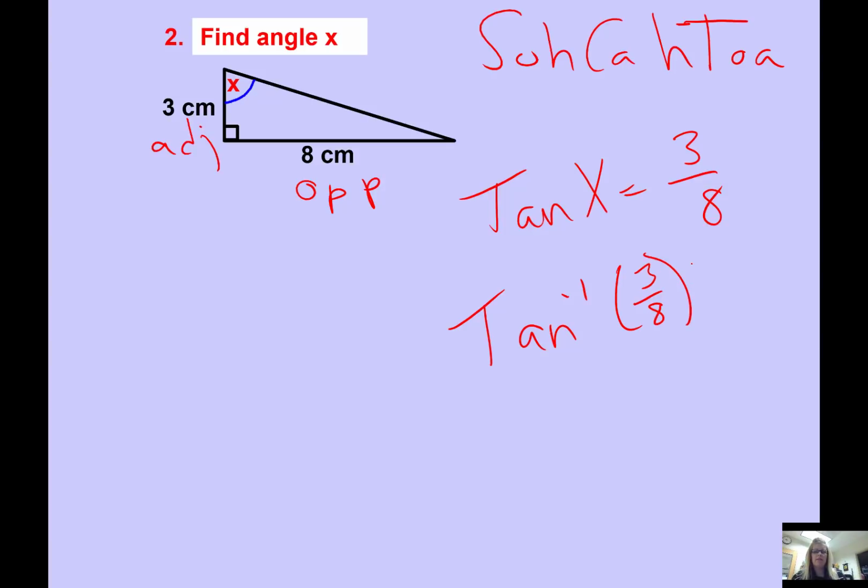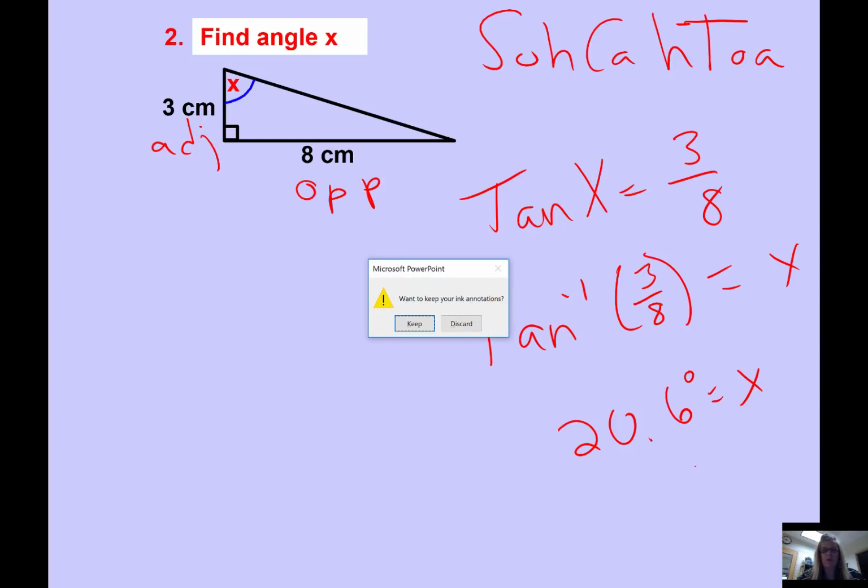So you could put that in. You want to go ahead? I'm going to put it in. We'll see, it's like a race. Who's going to go faster? Watch. What did you get? Did you get 20.6 degrees? If so, that's what I get. All right, so that's how we're finding the problems for numbers 1 through 8.